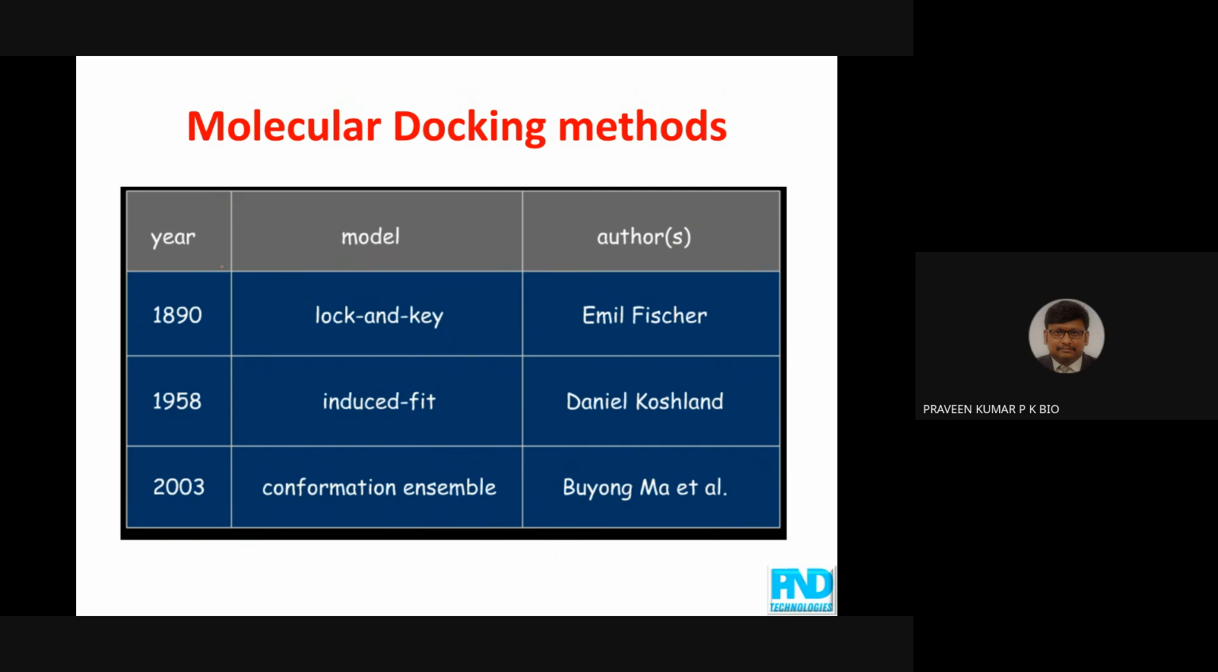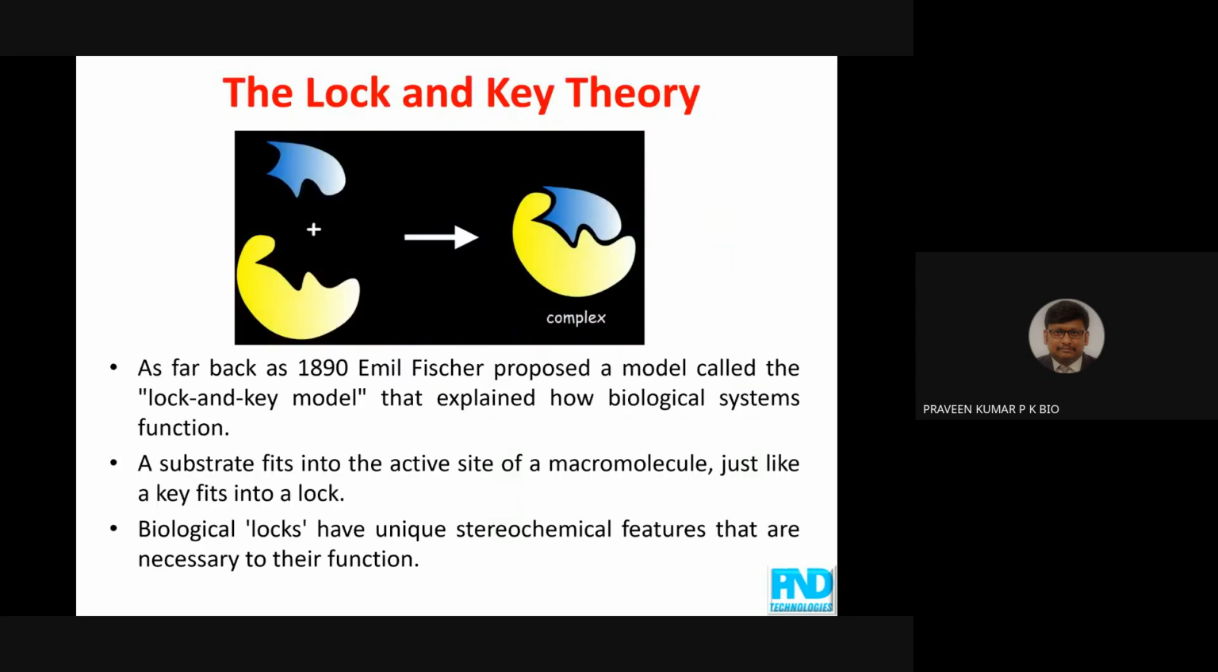If you see the theory of molecular docking, the first theory was proposed by Fischer, the lock and key theory, in 1890, and Daniel Koshland proposed the second theory called induced fit. Nowadays, whatever tools we are using, starting from freeware like AutoDock to commercial tools like Discovery Studio and Schrodinger, all these tools use the conformational ensemble model for docking. Now about lock and key. If you have a key and if you have a lock, the key which is binding with the lock region is not going to undergo any conformational change.